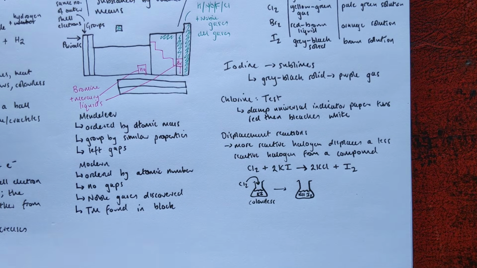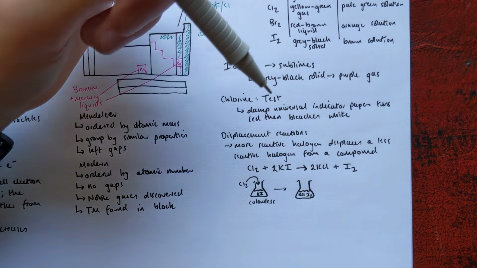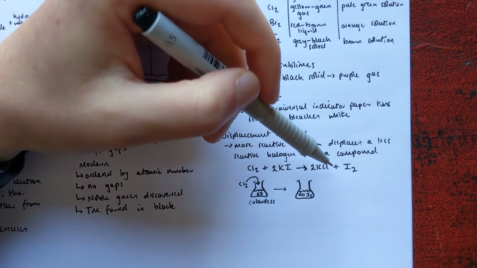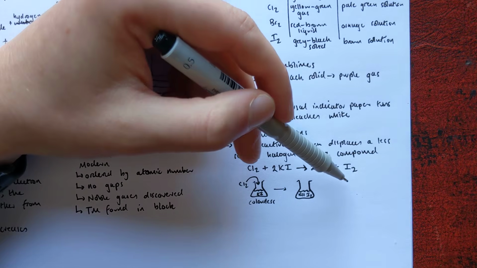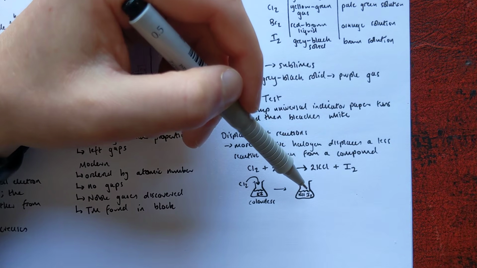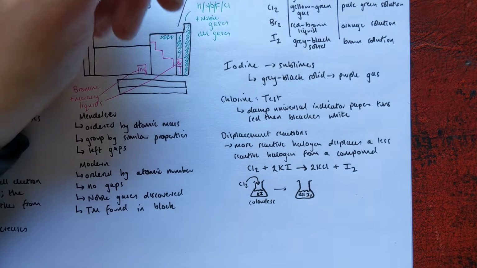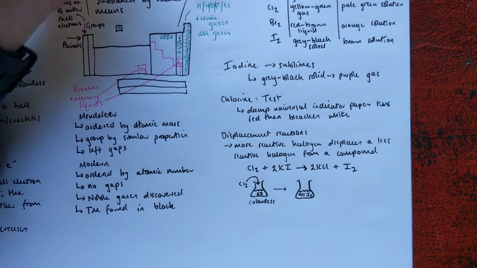You will add your chlorine to that solution, and that will cause the displacement reaction to take place, which causes you to form potassium chloride, which is also a colourless solution, but you form iodine in that container as well. Iodine, as we learned about when dissolved in water, is a brown solution, so the colour change will be colourless to brown in this case.